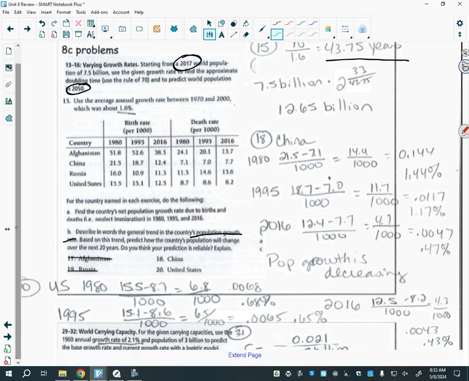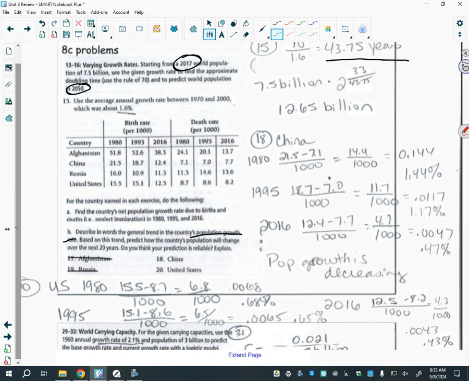So there's a bunch of these here, but 18 for China, there were 3 years, and in 1980, I got 0.144 because this was out of 1,000. So make sure you're thinking about per 1,000 when you subtract those. If you said 14.4, it's 14.4 per 1,000 people, so that means divided by 1,000. So that growth rate is 0.144, or as a percent, a 1.44% growth rate. But you can see as the years went on, in 1995, China's growth rate went down to 1.17, and in 2016, it's 0.47%. They're really getting closer and closer to a negative growth rate.